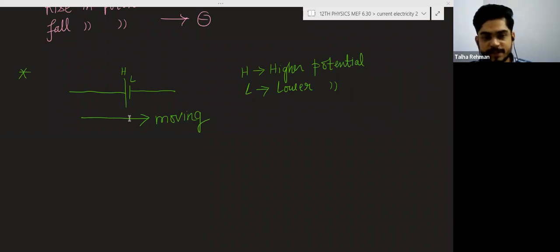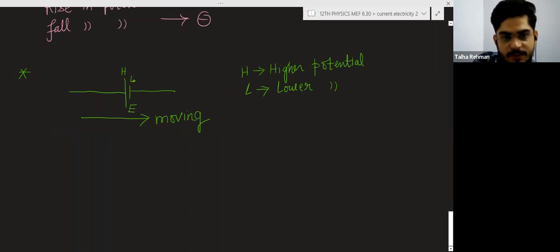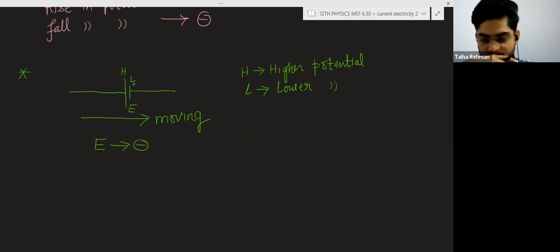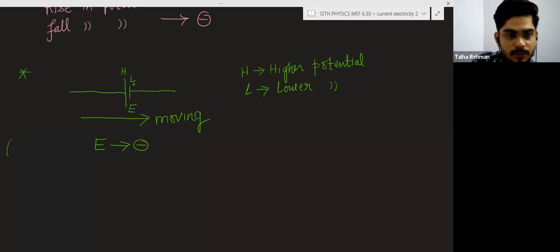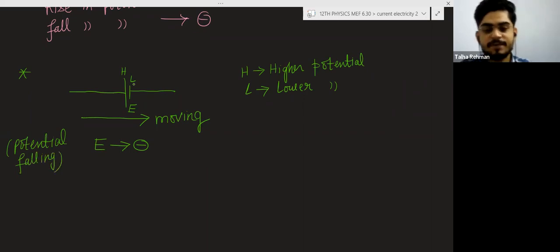If you are moving in this direction, then you are moving in the direction of decreasing potential. Here is the higher potential, here is the lower potential. Suppose E is the EMF of this cell. So this EMF you will take as negative, because the potential is falling. If the potential is falling, then the EMF of the cell you will take as negative.